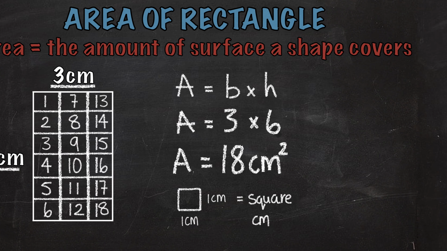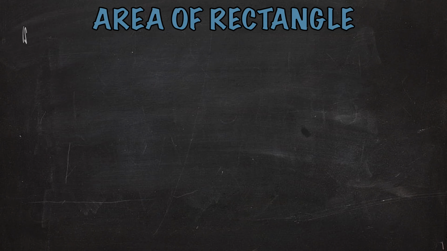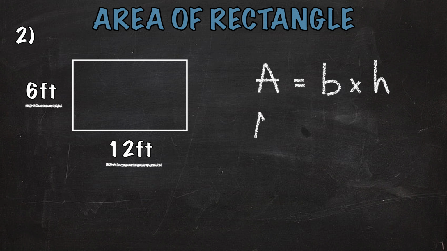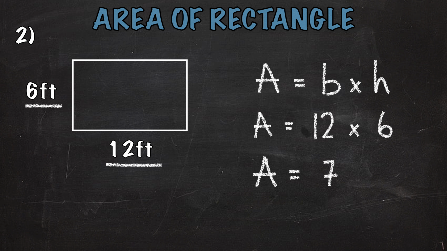Now let's look at a second example, but this time we're only going to use the formula area equals base times height. So question 2. We have a rectangle with 6 feet height and 12 feet base. Now, the first thing we're going to do is write the formula down. A equals base times height. Then we're going to substitute our base, which is 12, and our height, which is 6 feet. When we multiply these out, we get 72, and our units will be squared feet.